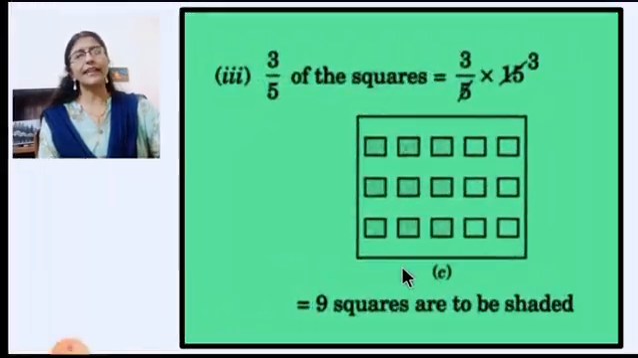Now this is also the same way. 3/5 of the squares. So first we'll count how many squares are there. You can see here in one row there are 5 squares. So this way there are 3 rows. So 5 3s are 15. So we'll write here number of squares 15. 3/5 into 15 and then you can reduce 5 and 15, you will get 3. 3 3s are 9. That means out of these squares, you have to shade 9.